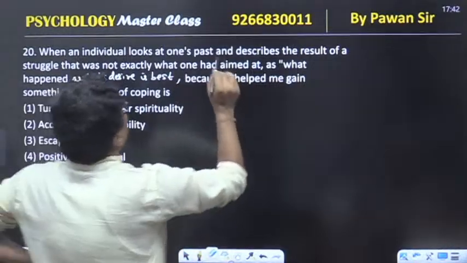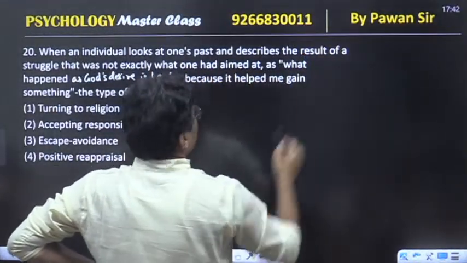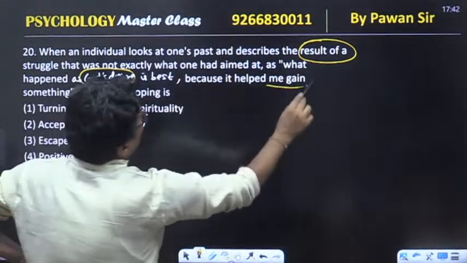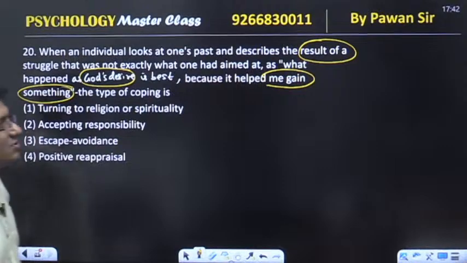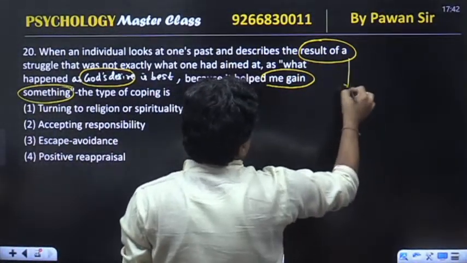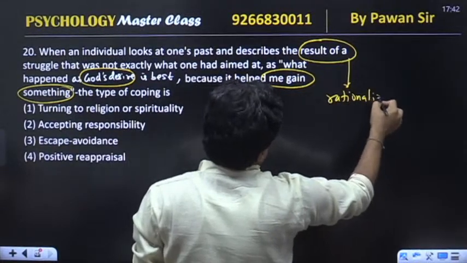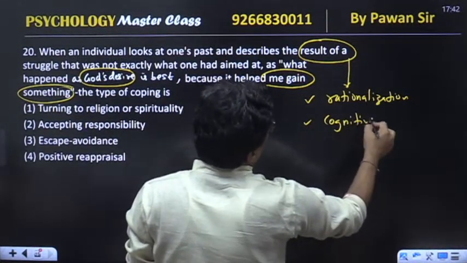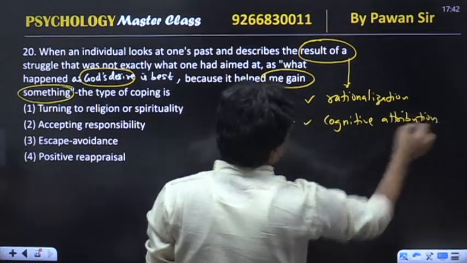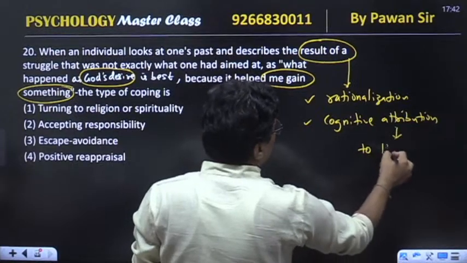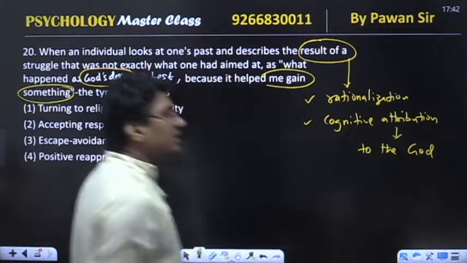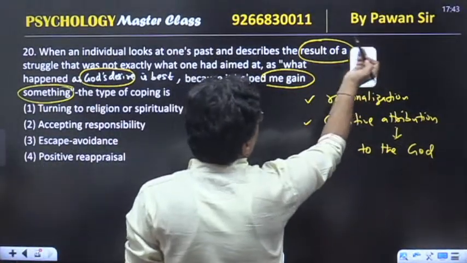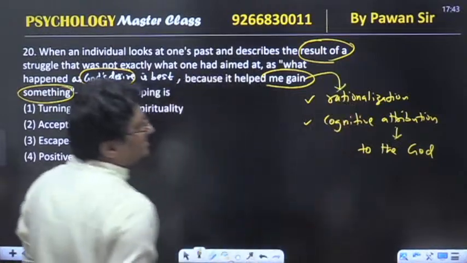So what we see is that the individual is attributing the result to God's desire because it helps me gain something. So there are three things. First one is rationalization. Second is the cognitive attribution. In this statement, the attribution is to God. The result is attributed to God. So the gain is rationalization.